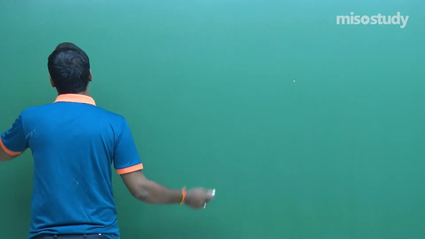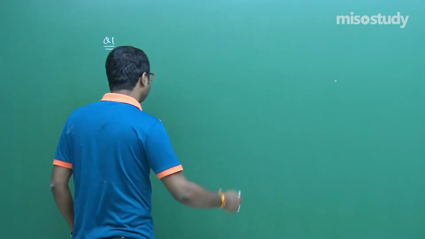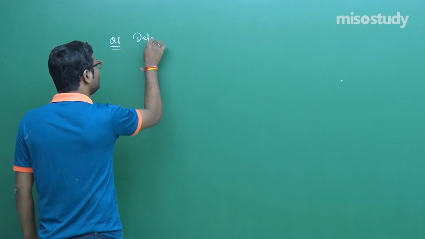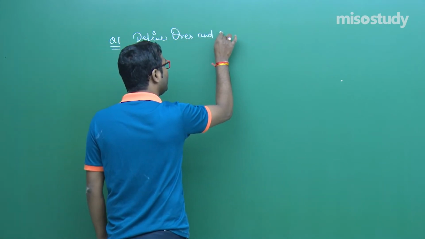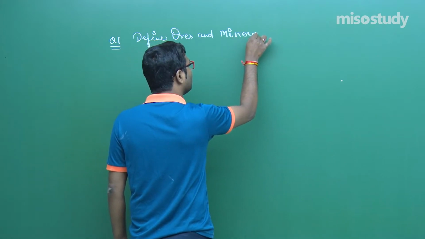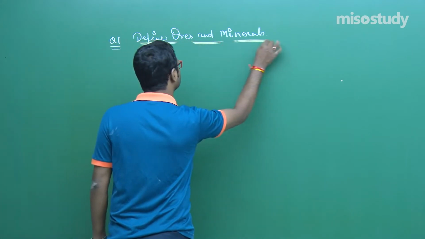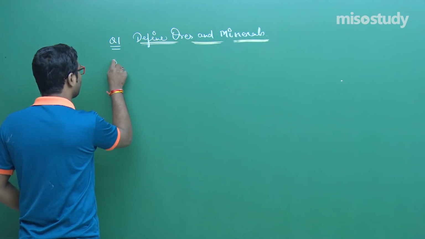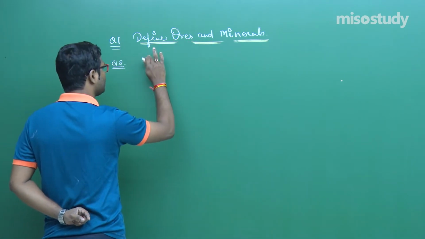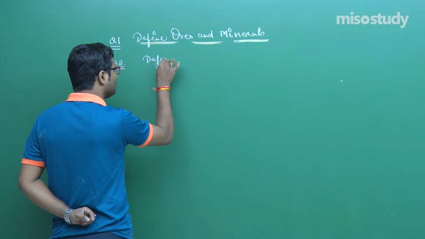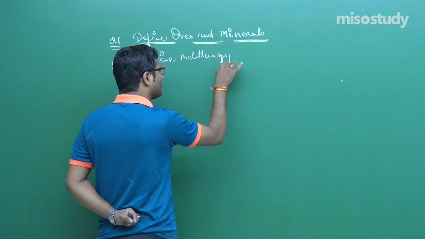Now my first question I am going to ask you, that is question number 1. Simple question, that is define ores and minerals. Again I am repeating, define ores and minerals. The second question is define metallurgy. Clear to you?